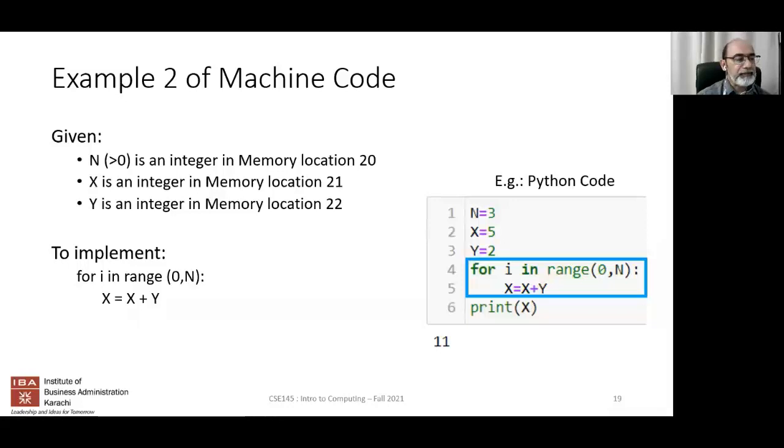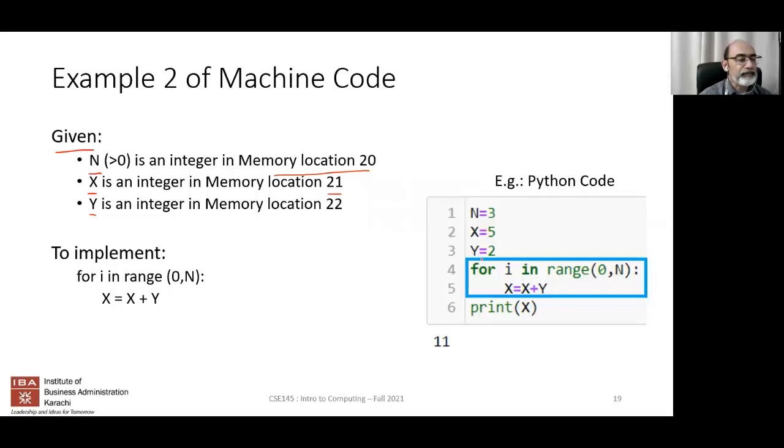So here is another example, example 2. And we want to achieve the following objective. So let's say we're given 3 inputs, N, X, and Y. N is an integer greater than 0, and it's loaded up in memory location 20. Okay, let's assume that. We also assume that X is an integer and it's located in memory location 21. Okay, so this is again an example using the same Appendix C machine, and we're going to try to see how we can implement this machine code.